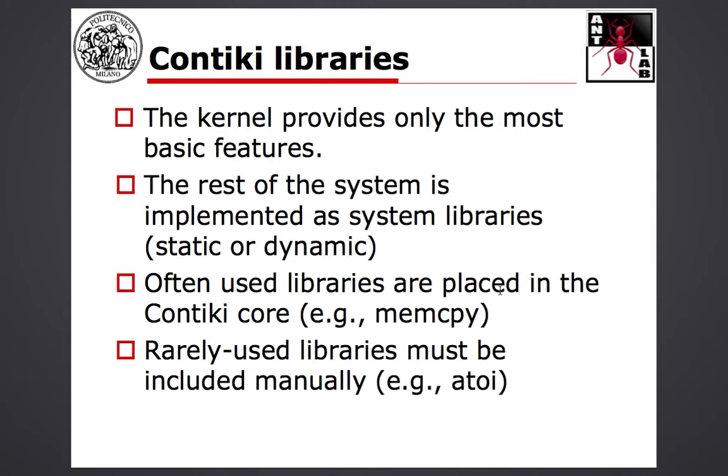So the kernel provides only the most basic features, and the rest of the system is implemented as libraries, as I was saying. These most basic features provided by the kernel are related to memory management, so moving data from here to there and so on. For example, the memcpy function, which is generally used to copy a bunch of data from one part of the memory to another, is already implemented. While if you need more sophisticated functions, for example the atoi function, which converts strings to integers, it should be included manually, either with the inclusion of a proper file or with a proper function written by the developer.